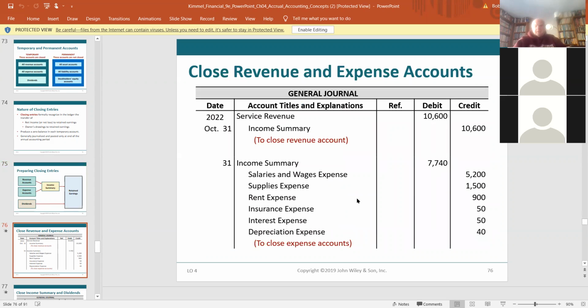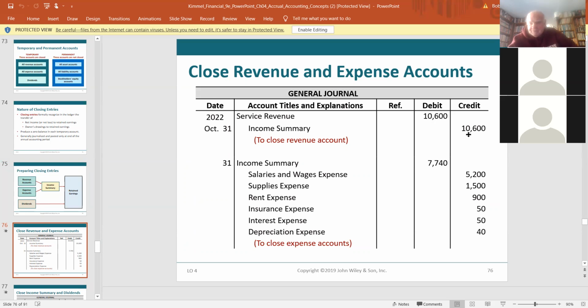So take a look at the journal entry. This might make it a little more clear. We had one kind of revenue, service revenue. We debit it for $10,600. Now we have no more revenue. We credit income summary. The second entry, we know we're going to debit income summary because we're crediting each of the expenses one by one, okay? And that gives us an income summary number of 7,740.